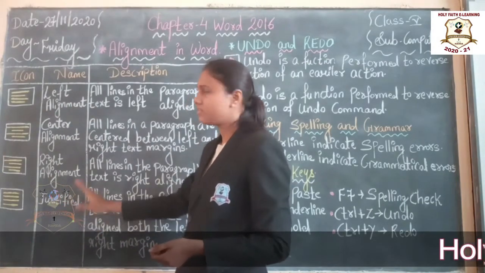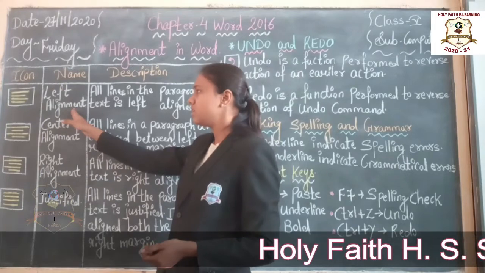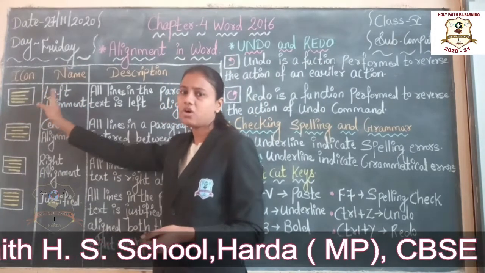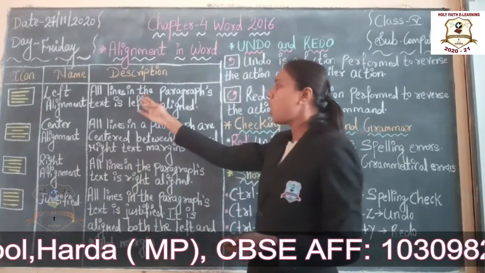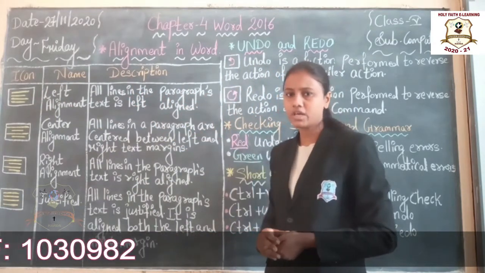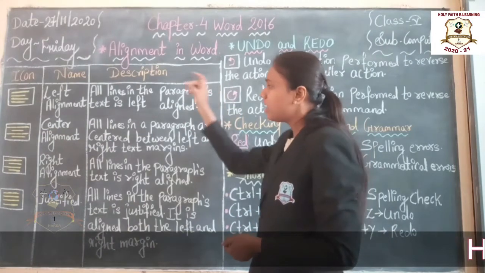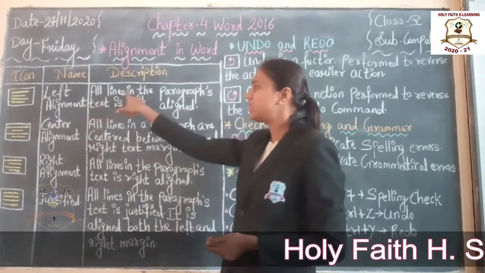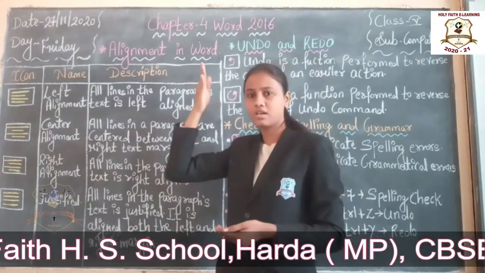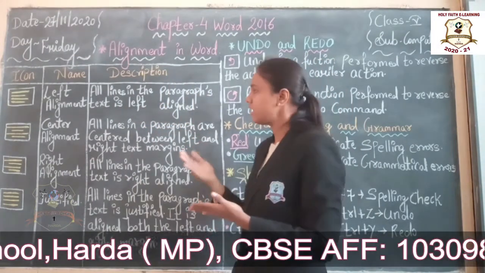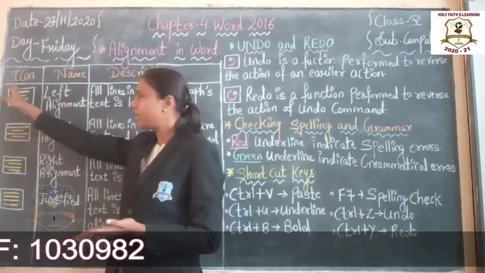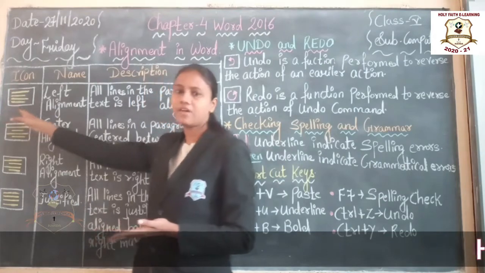Now first we will see the left alignment. What happens when you click on left alignment? All lines in the paragraph text are left aligned. It means the lines of the paragraph, what will they do? They will come from the left hand side. They all will be the same from the left hand side.